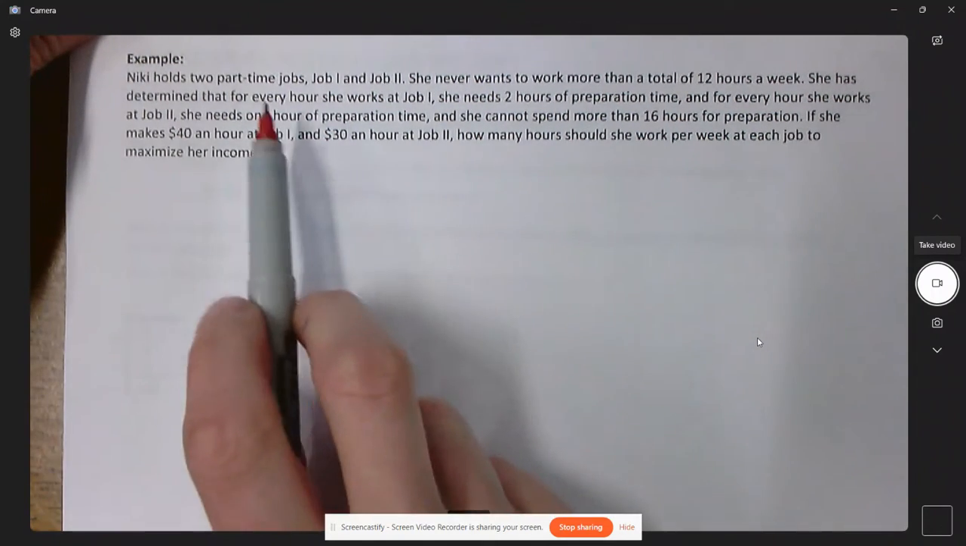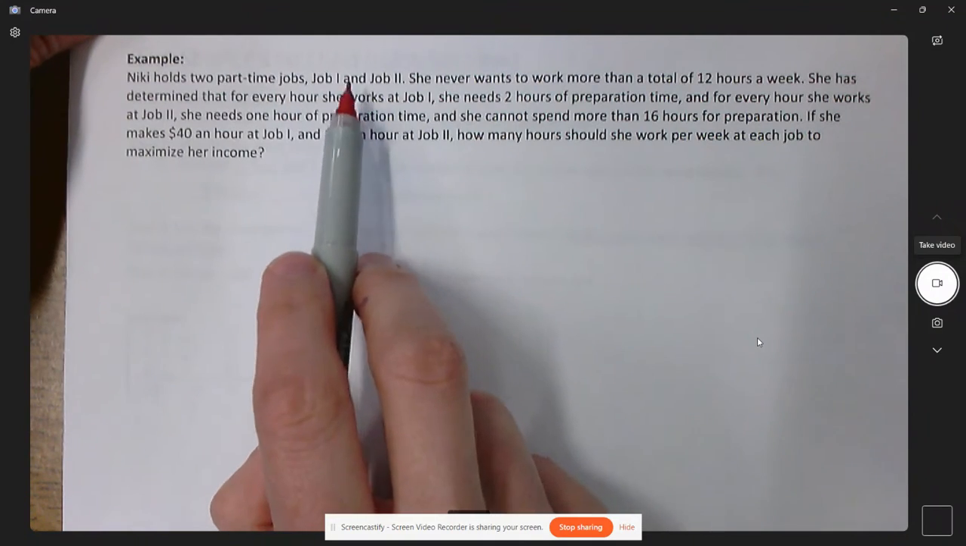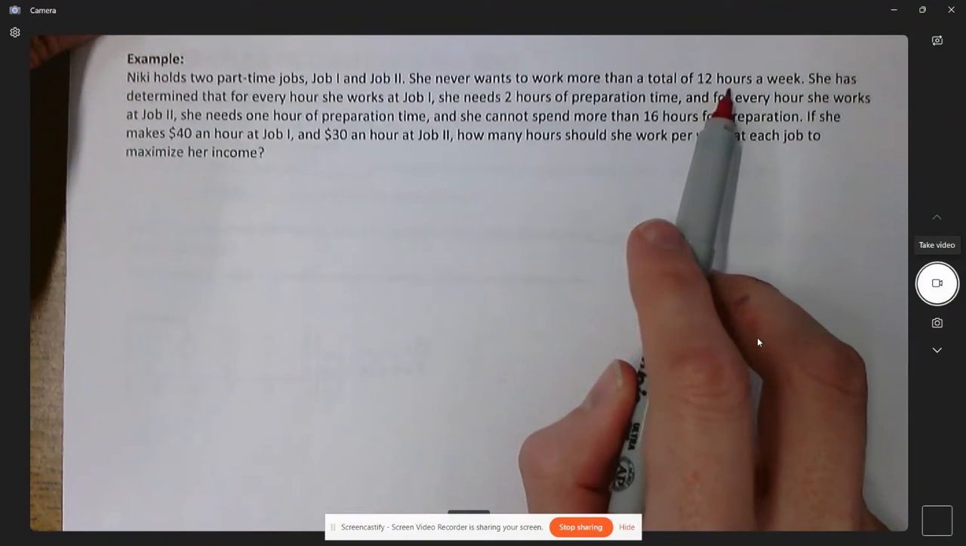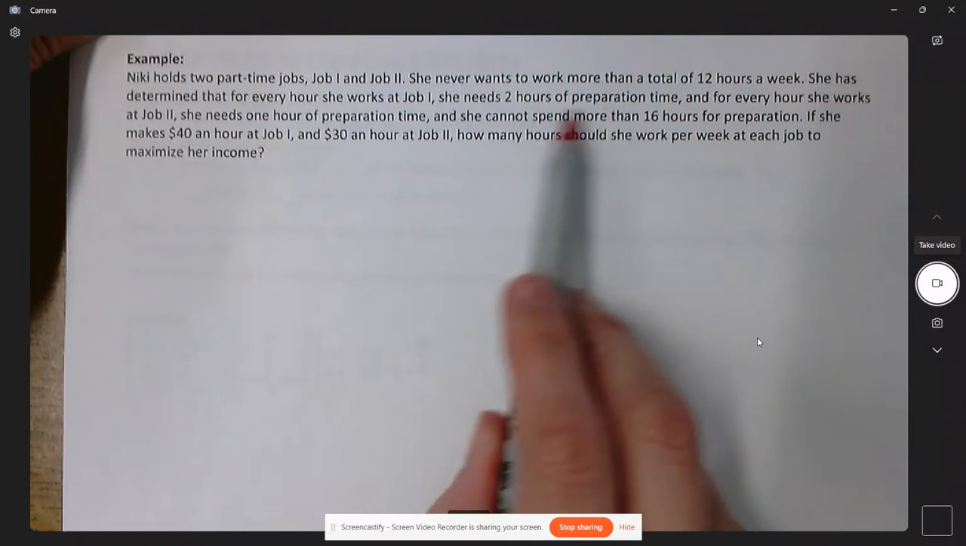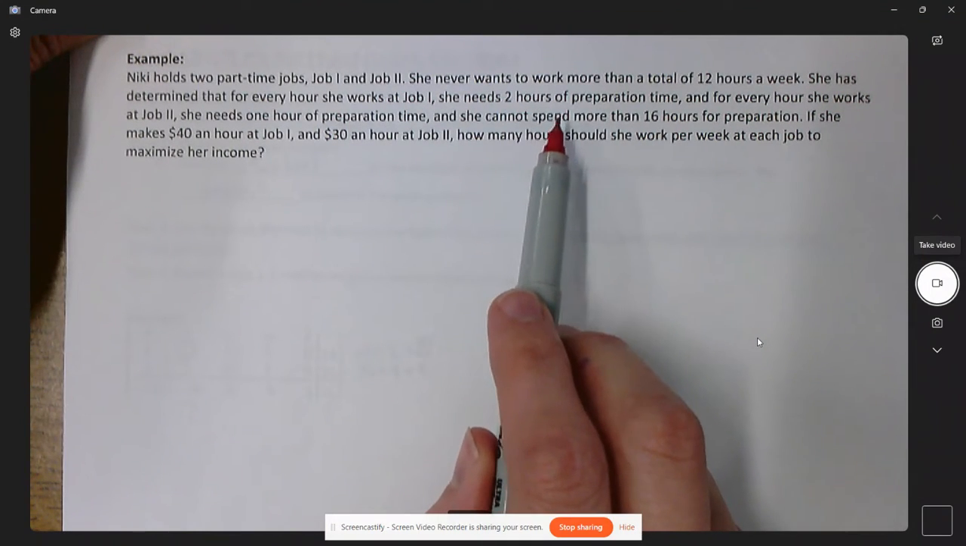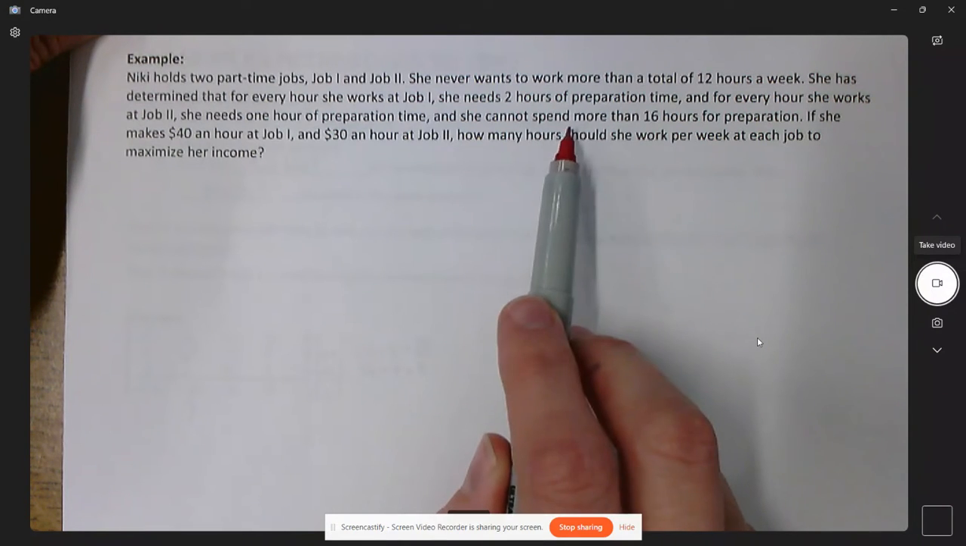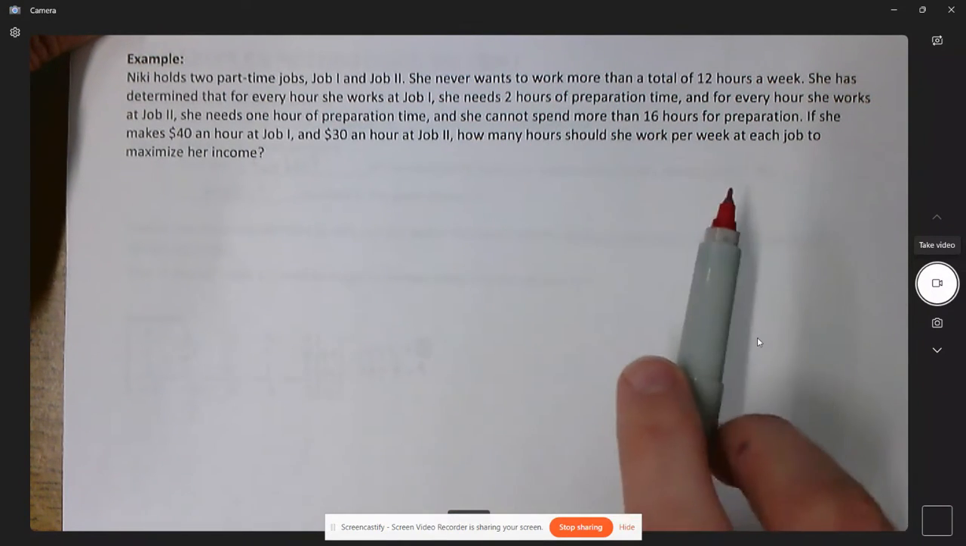So we've got the situation where Nikki has 2 part-time jobs. She doesn't want to work more than 12 hours a week. She's determined that for every hour she works at job 1, she needs 2 hours of prep time. So whatever she's doing, she has to prepare for that job ahead of time. So it's going to take a lot of extra time on her part.